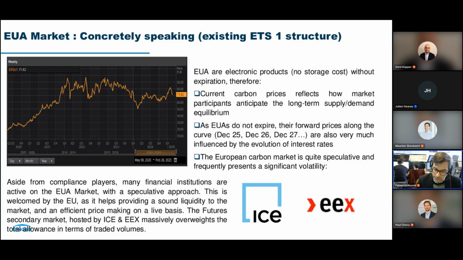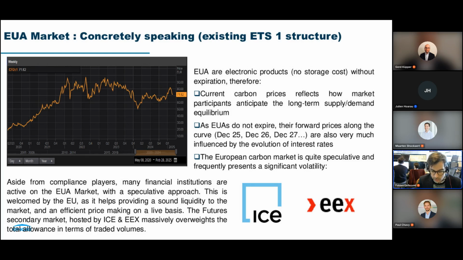But it is welcome in the way that it provides liquidity, because if you only have compliance players, then most of them will be single buyers. There would be no offer. So in the EU market-based philosophy, there's a regulation indeed, but there's also a free market approach, and it comes with a rather efficient, but sometimes brutal, price making process. It's more or less, as we speak, stable around 70 euros right now, but it's been ramping up all the way to 100 euros during the peak of the energy crisis back in 2022.